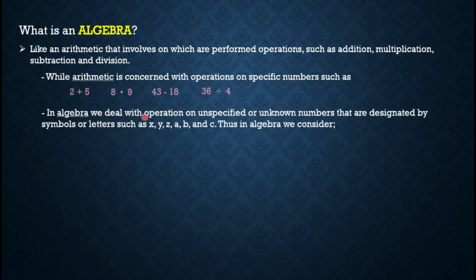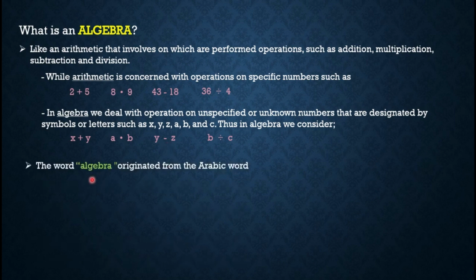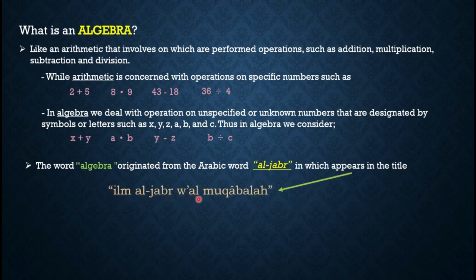In algebra, we deal with operations on unspecified or unknown numbers that are designated by symbols or letters such as x, y, z, a, b, and c. Thus, in algebra, we consider expressions such as x plus y, a times b, y times z, b divided by c. The word algebra originated from the Arabic word al-jabr, which appears in the title Ilm al-Jabr wal-Muqabala, meaning the science of reduction and cancellation.